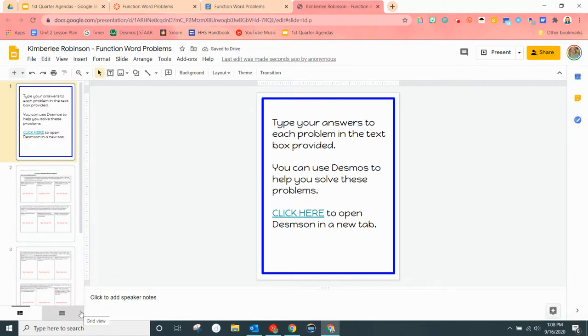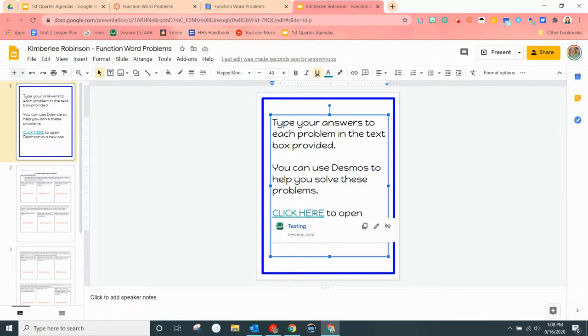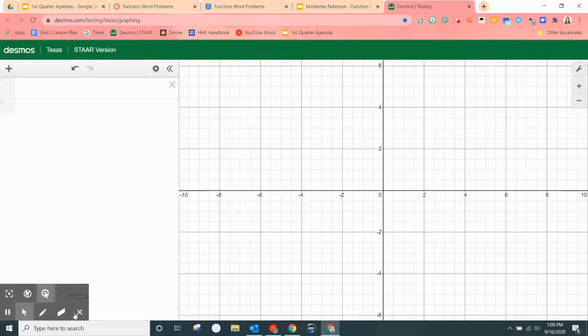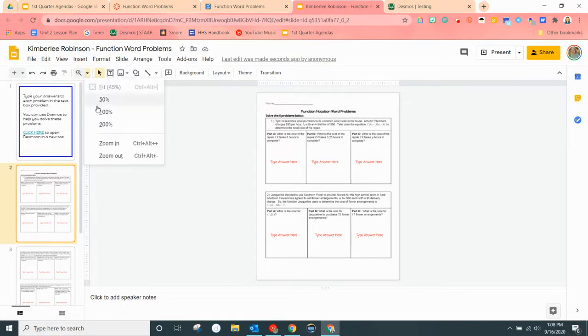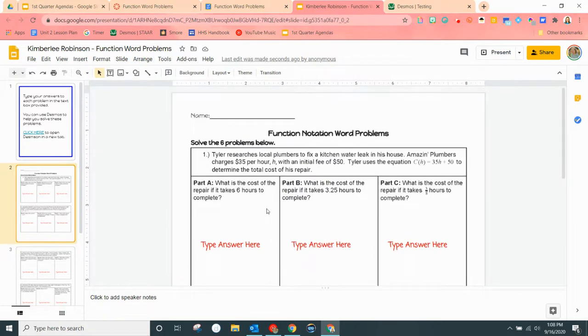So here we go. Type your answers in the text boxes provided. You can use Desmos, so that's a pretty big clue. You're going to need to use Desmos. If you click here, it'll open Desmos in a new tab for you. So now you have Desmos open, and you have 4 tabs open. I know it's a lot just to work on an assignment, but we're going to go down to the next page. I'm going to zoom in so we can see.